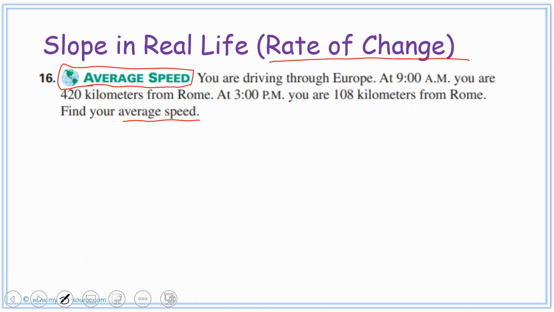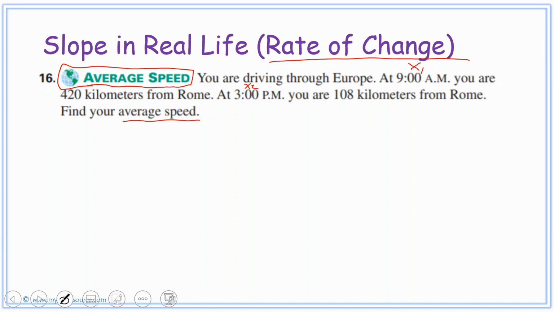So it says you are driving through Europe at 9 o'clock a.m. You are 420 kilometers from Rome. At 3 p.m., you are 108 kilometers from Rome. Find your average speed. So we could start off with the beginning. If we were to put this in terms of time, this is our x1, that's our initial time, and then this would be x2. You could use t as well if you want to, t1 and t2. But because time is always on the x-axis, I'm just going to leave it here as x.